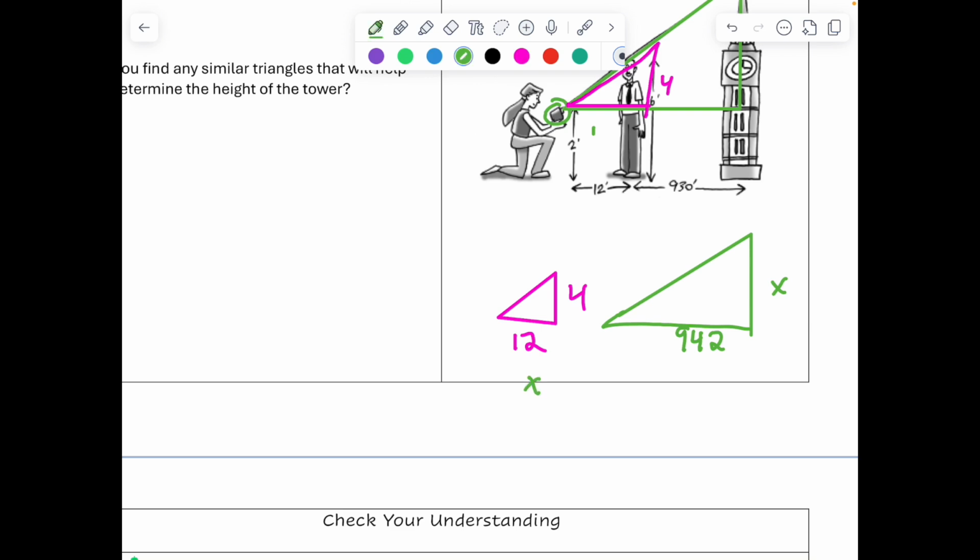I'm going to start with x, and the side that goes with that is 4, and that should be equal to 942 divided by 12. If I cross multiply, 942 times 4, and then dividing by 12, that should be 12, not 2. So we're going to get 3,768 equals 12x. And then we're going to divide that by 12. So x equals 314 feet.